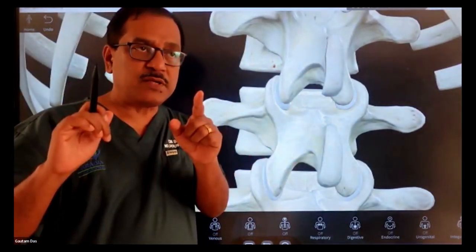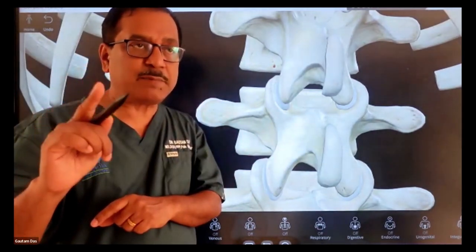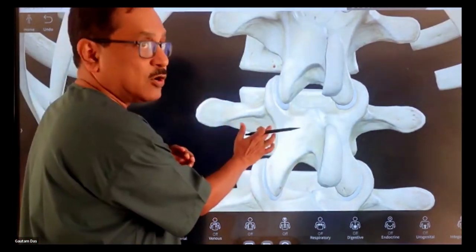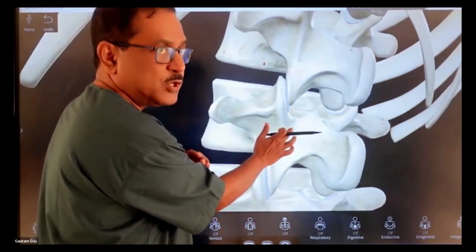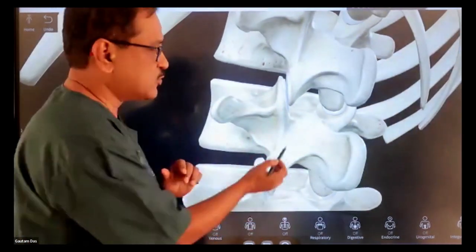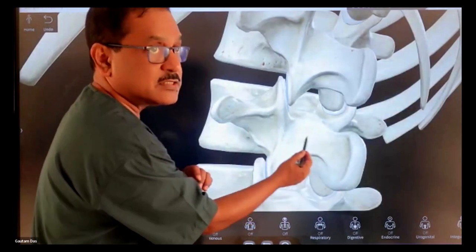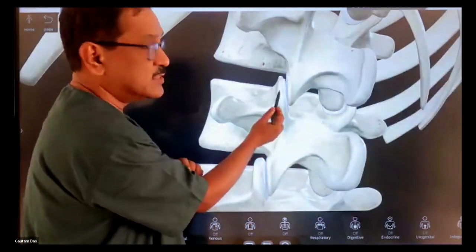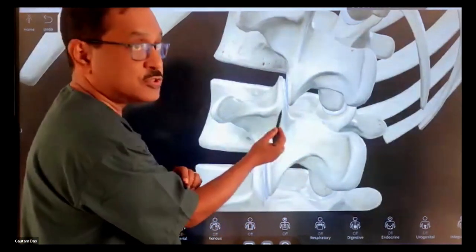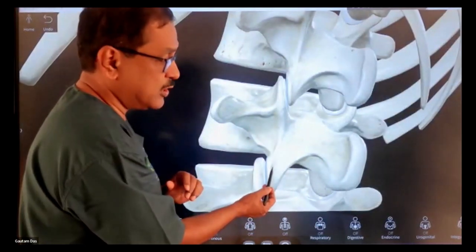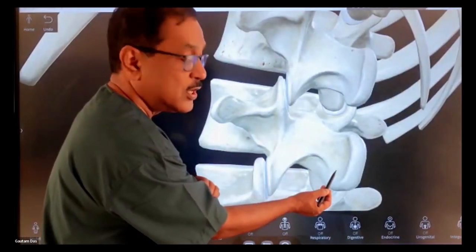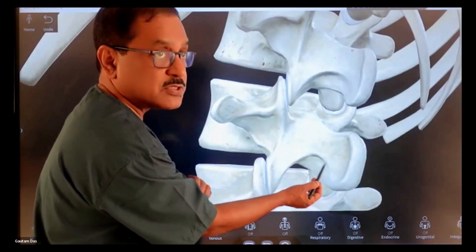So the first step is a true AP, the second step is making the end plate parallel, and the third step is making it oblique. When you make it oblique, you'll be able to imagine a Scottish dog. Here you can imagine a Scottish dog: this is the ear, this is the nose, the face, the front leg, and the hind leg of the Scottish dog. The hind leg of the Scottish dog is my spinous process.